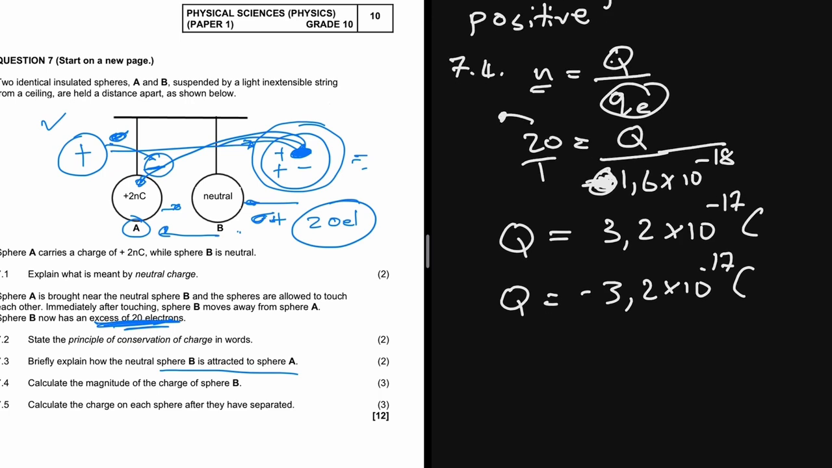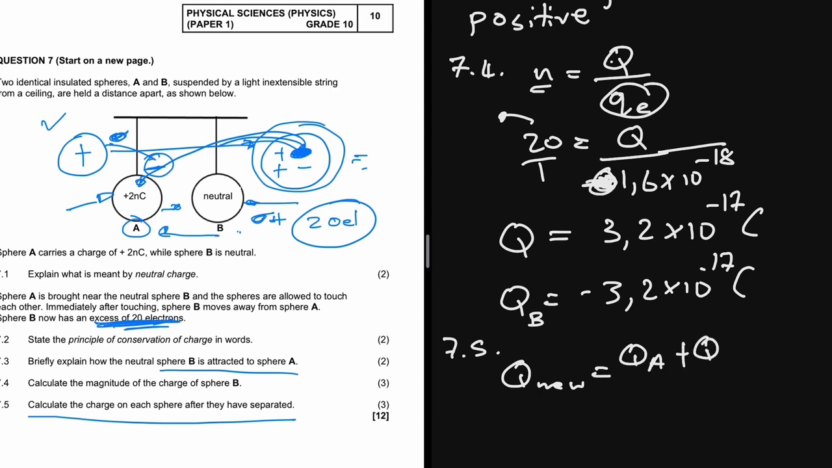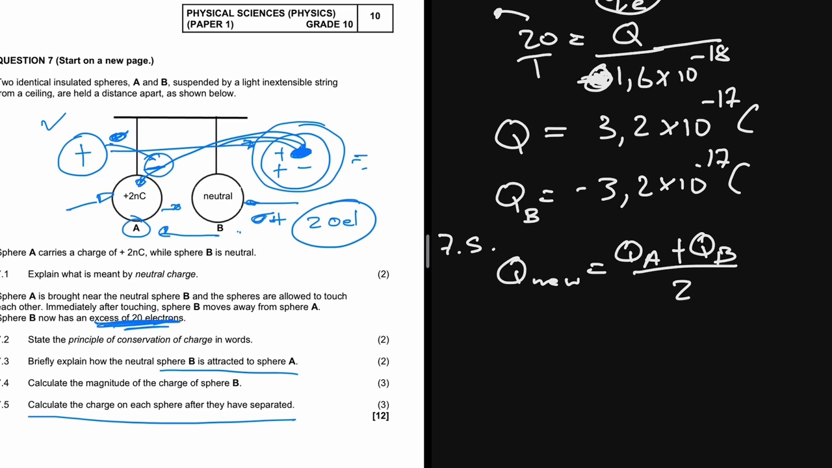So now the last question that we have, which is 7.5, they say calculate the charge on each sphere after they separated. Okay, so now we have the charge of B and we have the charge of A. Remember, when you calculate the charge after contact, we're going to use the new charge after contact. The new charge is just the average of the charges. So the charge after contact, which is the new charge, is equal to charge of A plus charge of B divided by 2.